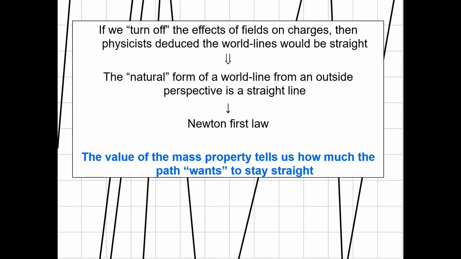An important thing to add is that the value of the mass property tells us how much the path wants to stay straight. So the mass of an elementary particle captures how much it resists changing from a straight line.